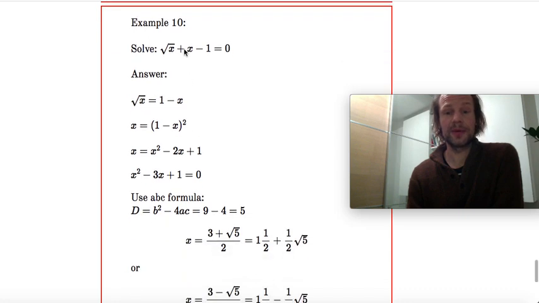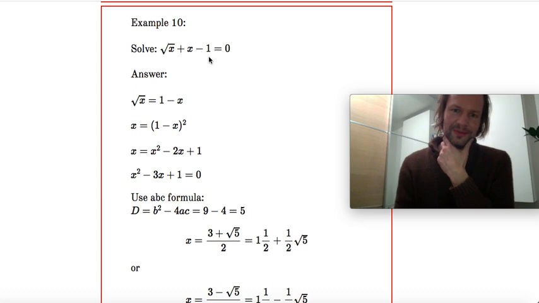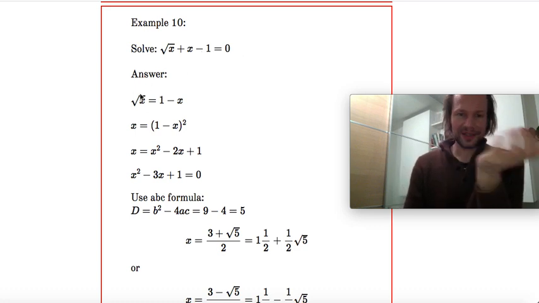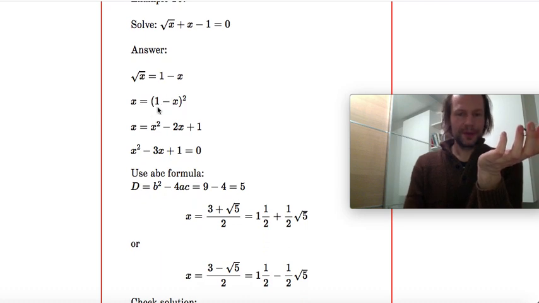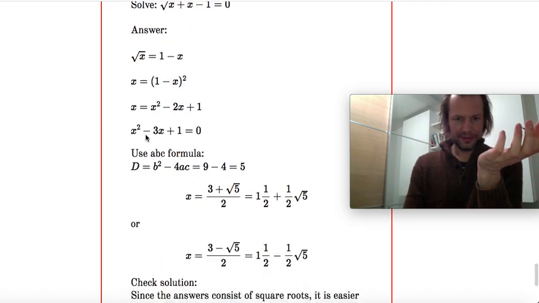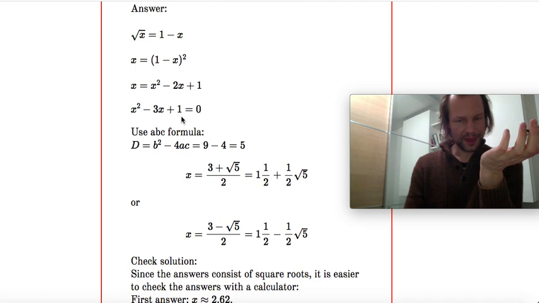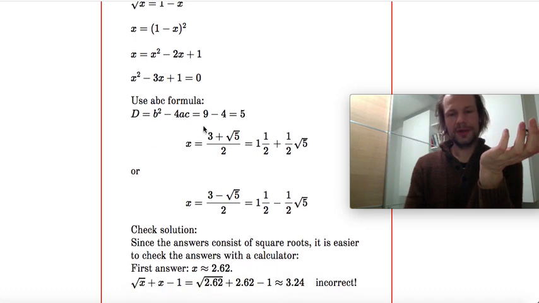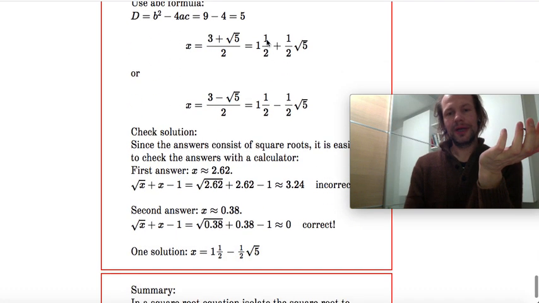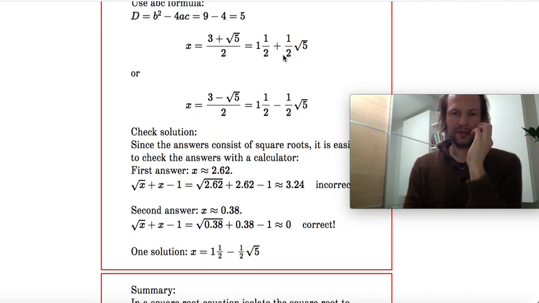Last example. Square root of x plus x minus 1 is 0. Square root. Yes, yes, we isolate it. We take the square. We multiply everything out. We get a quadratic formula. Oh, whoa. We use the ABC formula. Like, how do you say breuk in English? A fraction. Fraction. We get two fractions and a square. This is really hard.